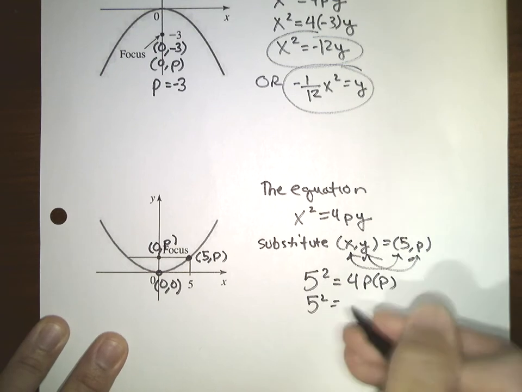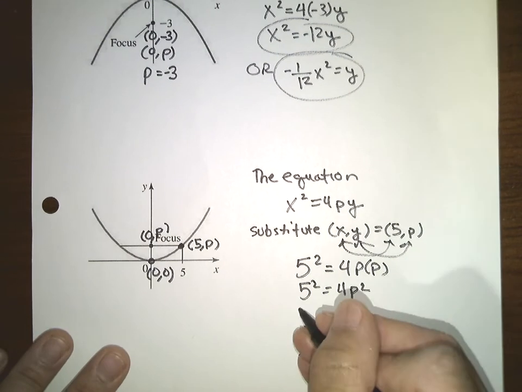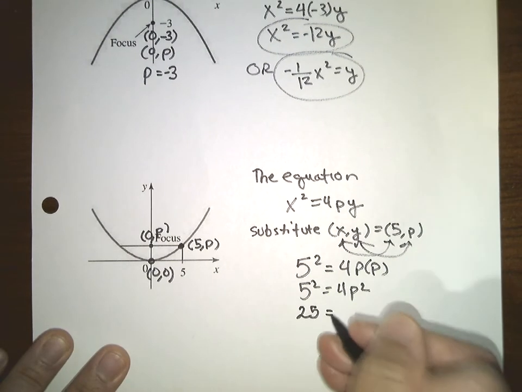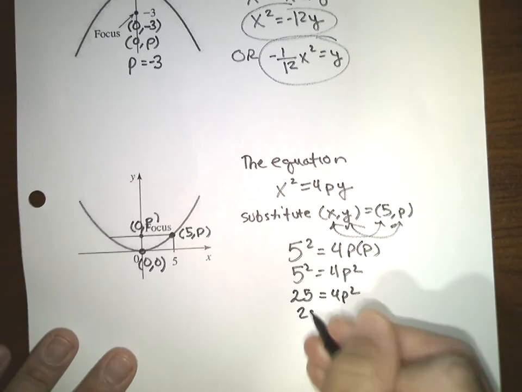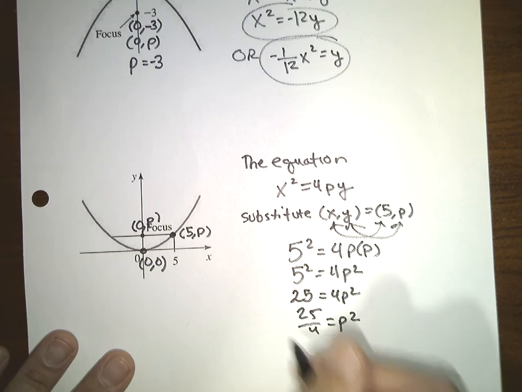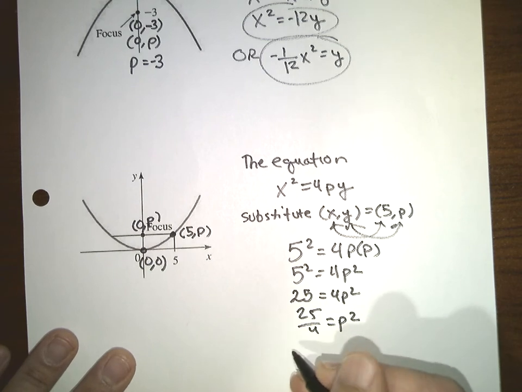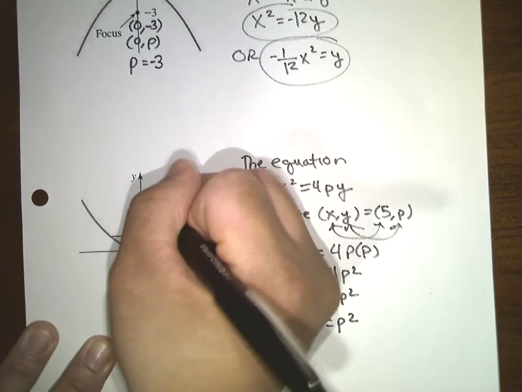So 5 squared is 4p squared. And then square the 5. So 25 is 4p squared. Divide by 4. So 25 over 4 is p squared. And then take the square root. So now remember, here we see that this opens upward.